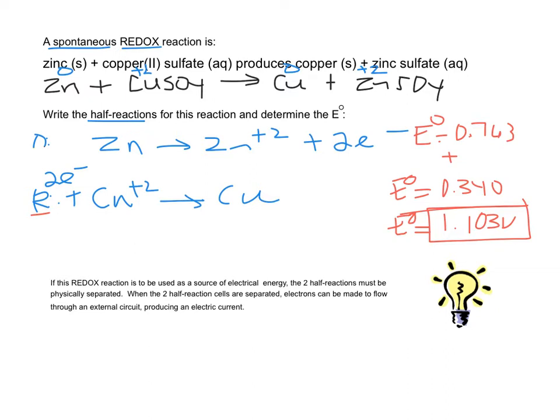If this redox reaction is to be used as a source of electrical energy, the two half reactions must be physically separated. When the two half cells are separated, electrons can be made to flow through an external circuit producing an electrical current. And we'll dive into what we mean by putting them into half reaction cells.